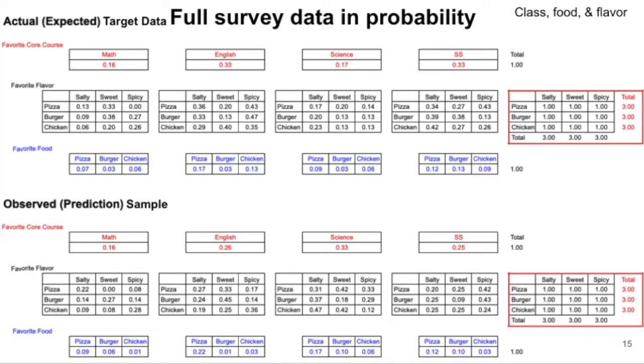That means if you like salty pizzas, there's a 13% chance you selected math as your favorite core class. This is a hint for reverse conditional probabilities, which I will explain later.